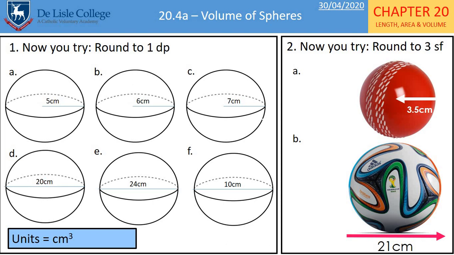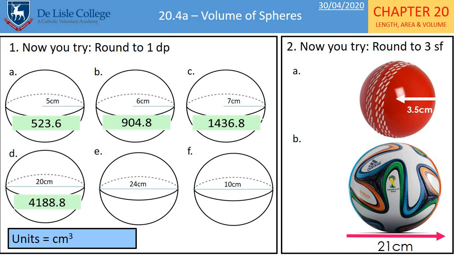Brilliant. Right, we're now going to fly through the answers. Have your marking pen ready. Okay, first one. You should have, to one decimal place, 523.6 centimetres cubed. For B, you should have 904.8 centimetres cubed. And for C, 1,436.8 centimetres cubed. Now, if we look at D, there's your answer.